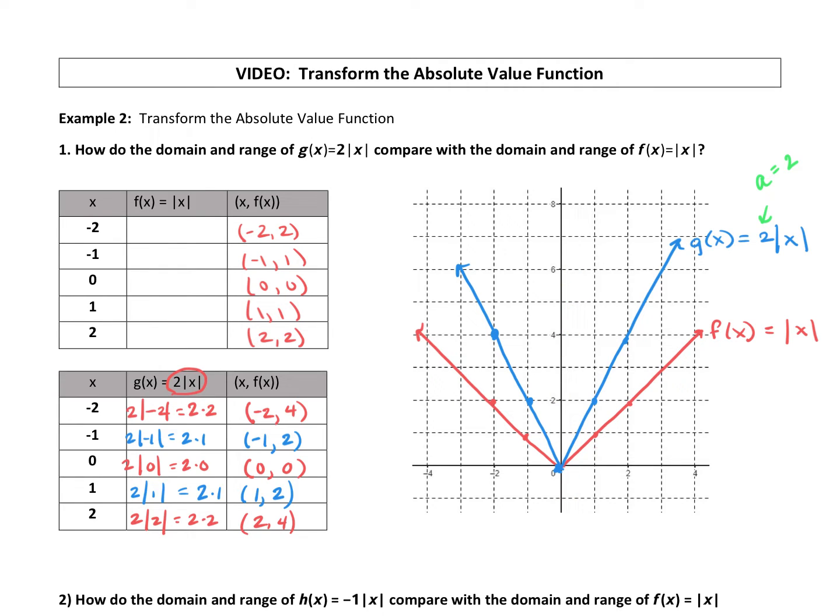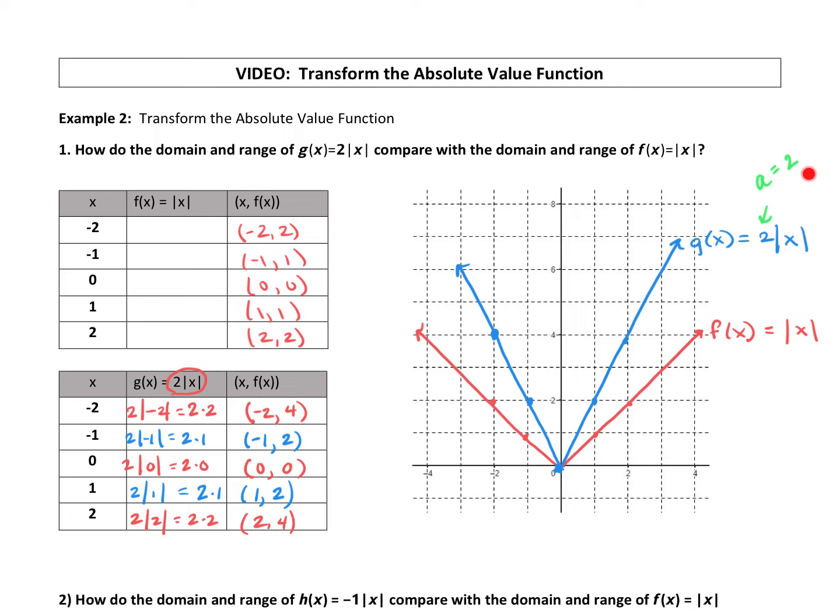So instead of this point being 1 away from the x-axis, now it's 2 away from the x-axis. This point over here was 2 away from the x-axis, now it's 4 away. So it got stretched up. That's why you get a more narrow graph, because we're stretching it. If that a value was a 3, it would stretch it even more. The higher your a value is, the more stretched your graph gets.